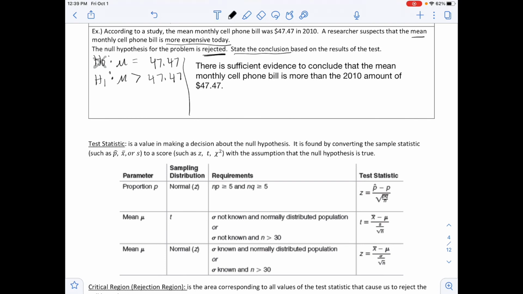And so we have enough evidence this time because we rejected our null hypothesis, and our test that we were testing, our hypothesis H1, is that the mean monthly cell phone bill has increased, it's more expensive today, and we have enough evidence to conclude that. So we have sufficient evidence to conclude that the mean monthly cell phone bill is more than it was in 2010, that $47.47. And so again, you always discuss H1. And then also, there is sufficient evidence since we rejected our null hypothesis.